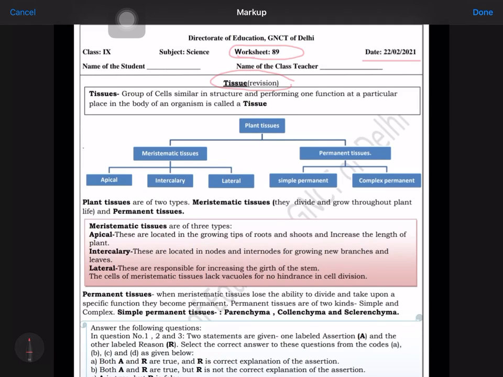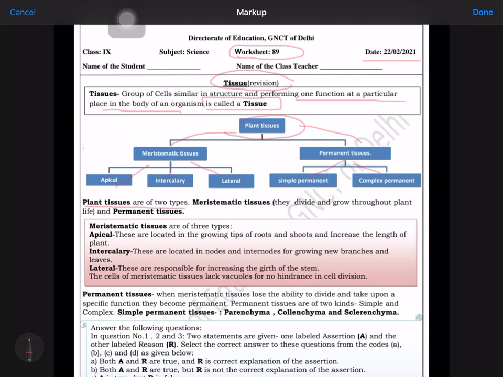A group of cells similar in structure and performing one function at a particular place in the body of an organism is called tissue. So the cells which are performing a similar function and are present at one place are called tissue. We are dividing tissue into two types. One is meristematic tissue, having the dividing capability, and the other is permanent tissue. Meristematic tissue is of three types: apical, intercalary and lateral. Permanent tissue is simple and complex.